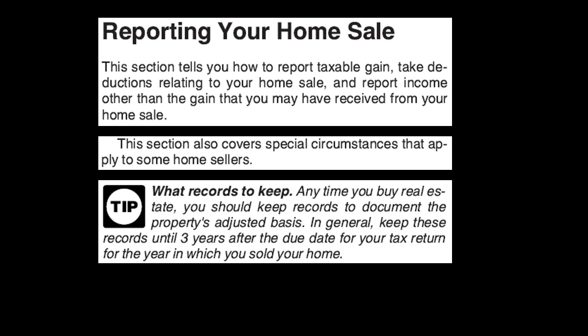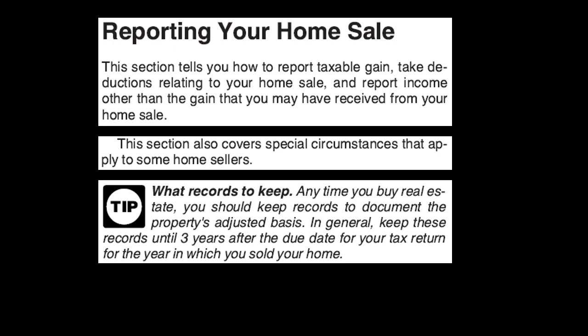What records to keep. Anytime you buy real estate, you should keep records to document the property's adjusted basis. In general, keep these records until 3 years after the due date for your tax return for the year in which you sold your home. So 3 years is typically the statute of limitations. The IRS can come back with no reason at all. They can just randomly pick the tax return and come back and take a look at it.